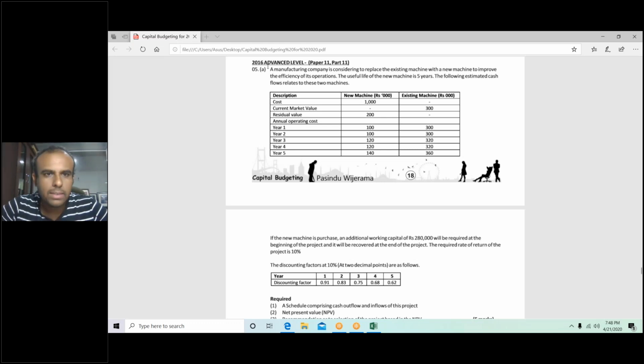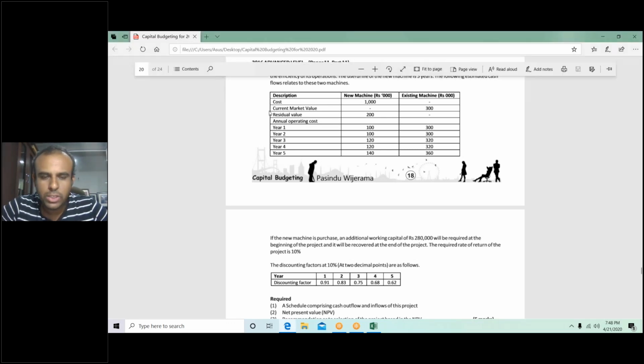Right. This is a 2016 LL paper question, capital budgeting. 2016 question number 5A. Shall we all read the question?